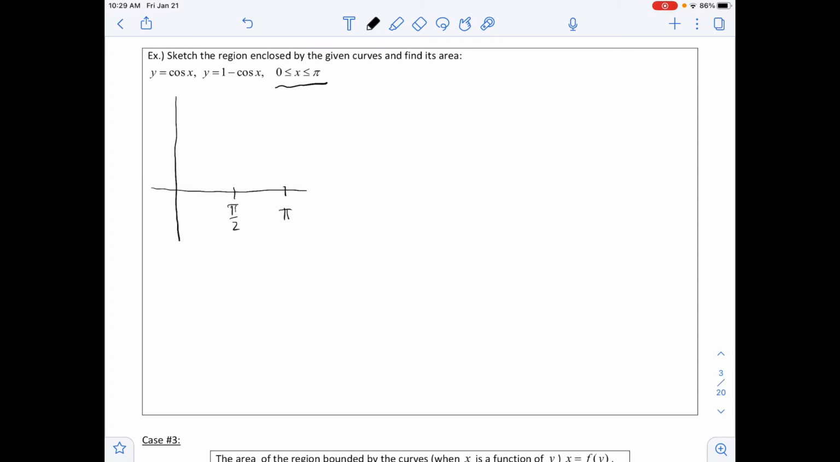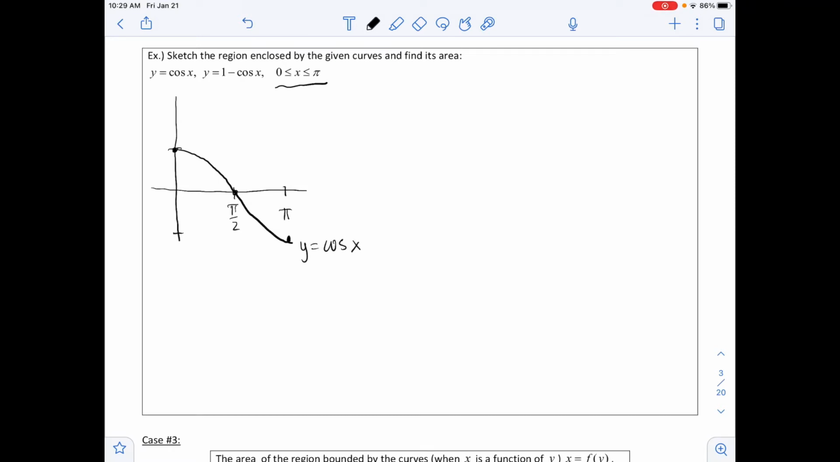So graphing my first function, it's y equals cosine of x. Y equals cosine of x is going to start at 1 when x is 0. And at pi over 2 we get cosine of pi over 2 is 0. And at pi we get cosine of pi is negative 1. And so going ahead and sketching in that cosine curve, this is going to be y equals cosine of x.